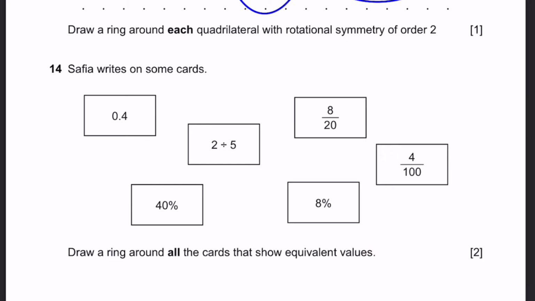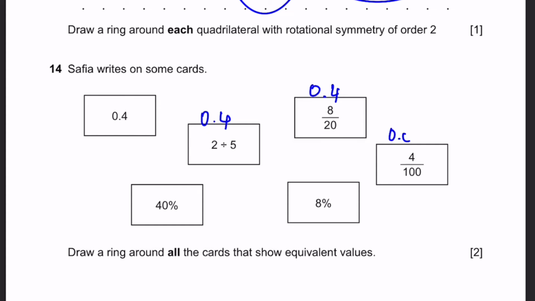Question 14. Sophia writes on some cards. Draw a ring around all the cards that show equivalent values. Well, let's just find the value of each in decimals. So we have this in decimals already. This 2 divided by 5 is 0.4. 8 by 20 is also 0.4.